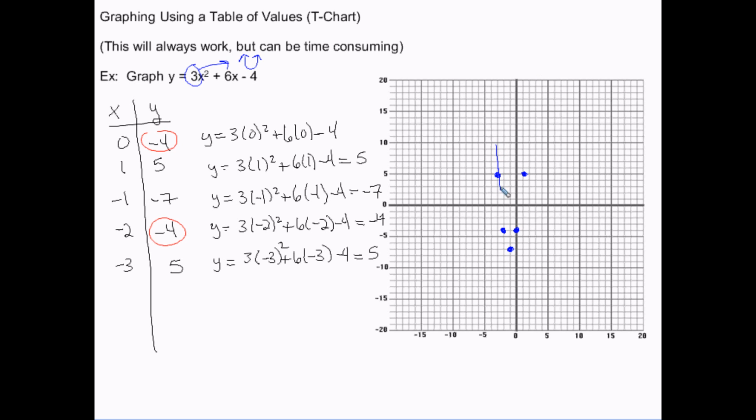And you want to connect your dots. Let me make that a little fatter so you can see it. You want to connect your dots, and you don't want a V at the bottom. You want a curve. It's not terribly pretty, but you get the gist. And there we have a parabola.